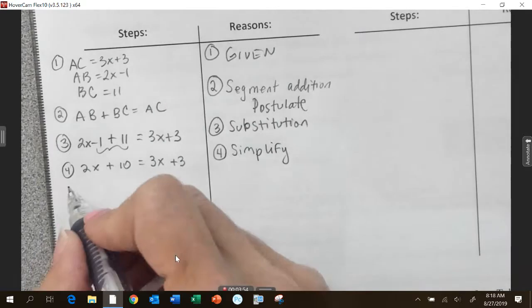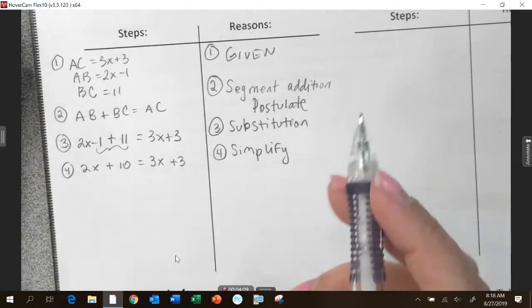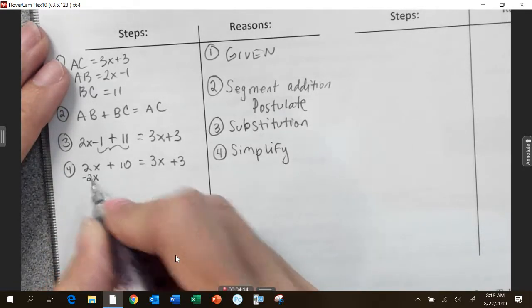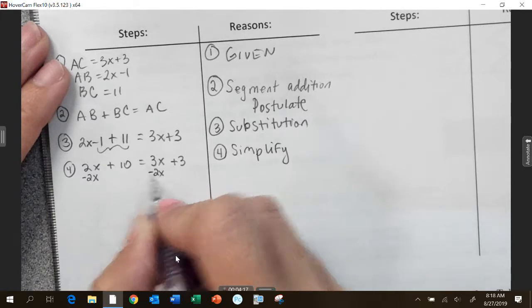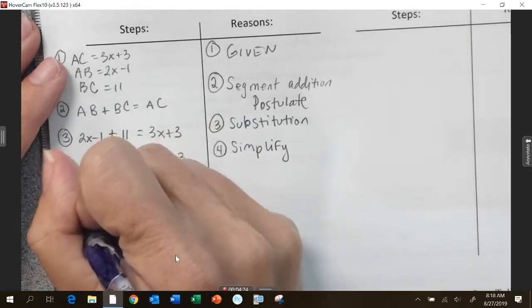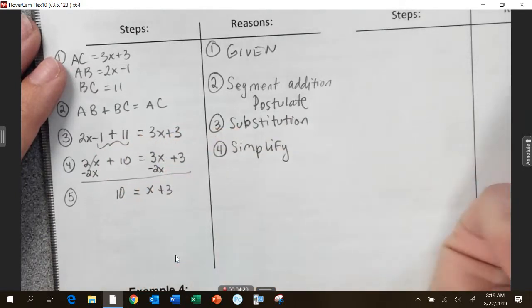Okay, so then we need to solve more. We're trying to solve for x. What should I do next to solve for x? Jesse? What you would do is you would subtract 2x on both sides, so you just get regular x. Okay, so we're going to subtract this 2x from both sides of the equation so that the 2x is no longer on the left. When we do that, we get 10 equals x plus 3.